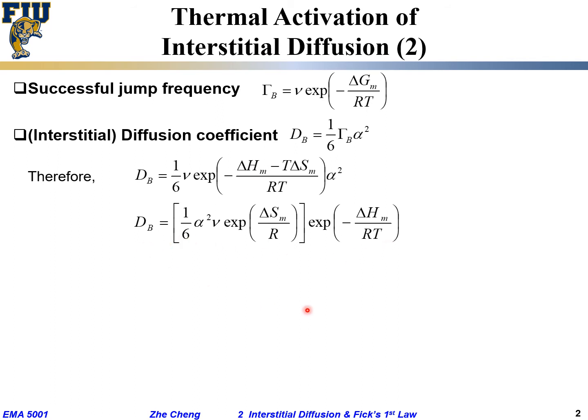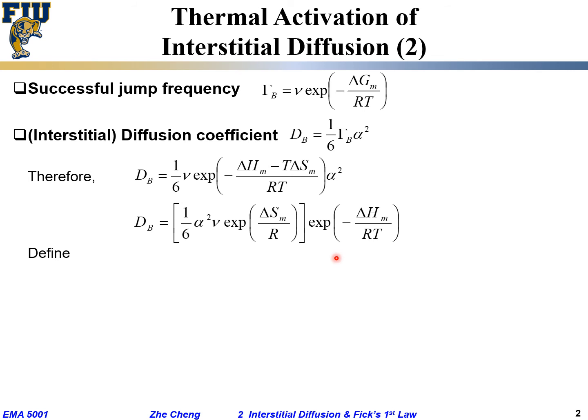So now we rewrite the diffusion coefficient term. You see that? This minus delta H over RT becomes here. Remember, within the exponential, the plus will be a times outside the exponential. Do you see that? Okay. So now let's define some additional terms.